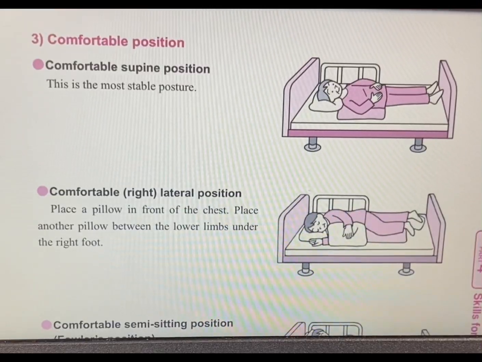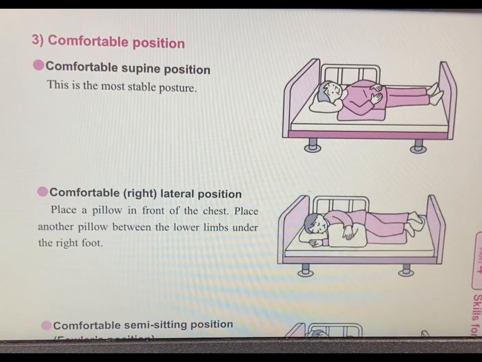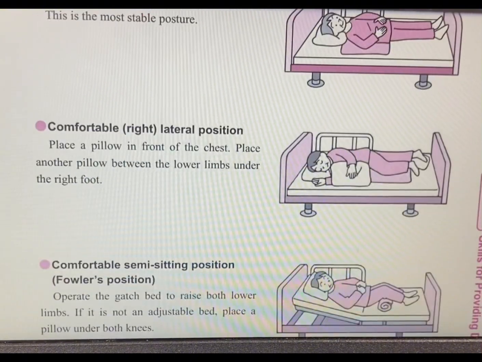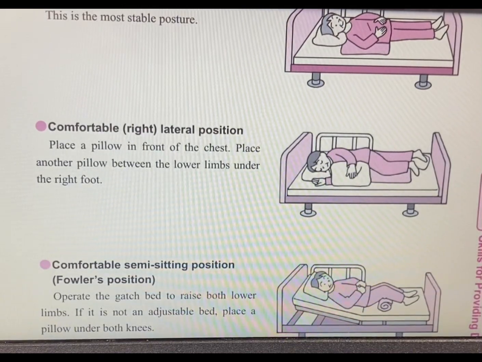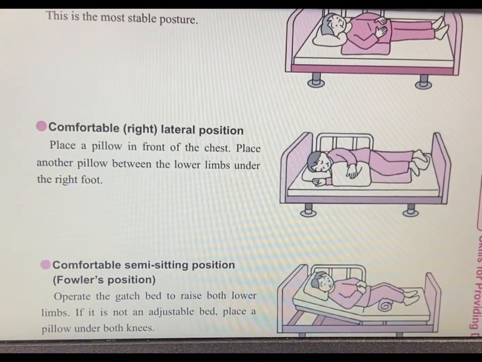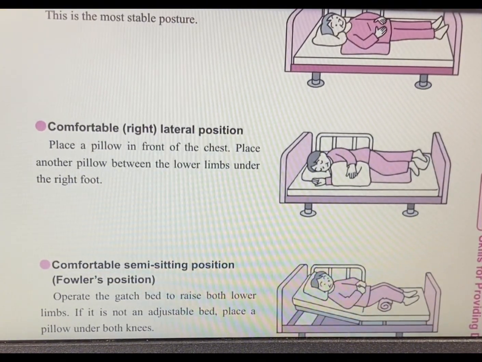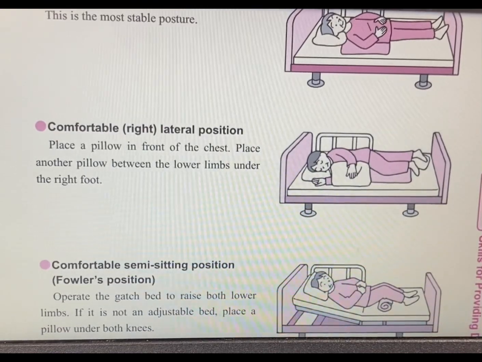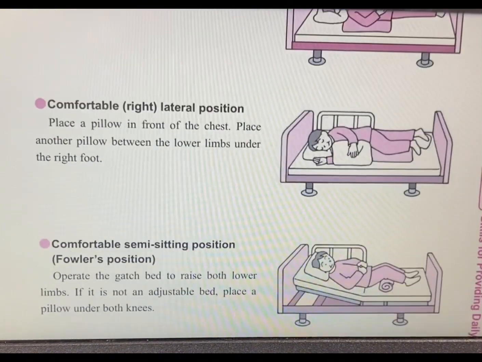Next is comfortable position. Comfortable supine position. Comfortable right lateral position. Place a pillow in front of the chest. Place another pillow between the lower limbs under the right foot. Usually, ito po yung aim natin for sleeping position ng matatanda.